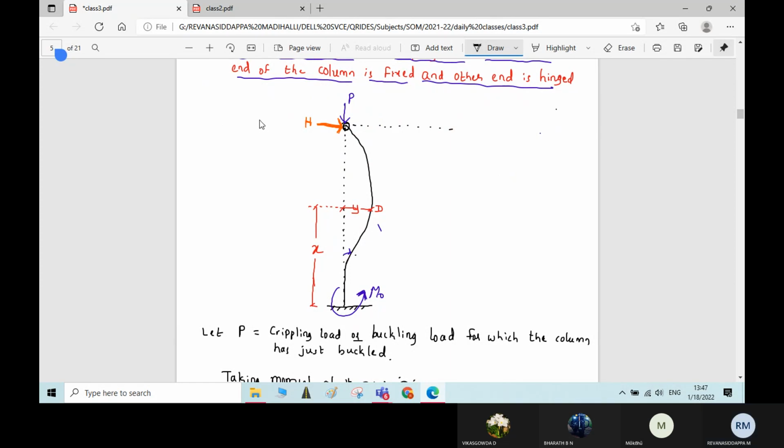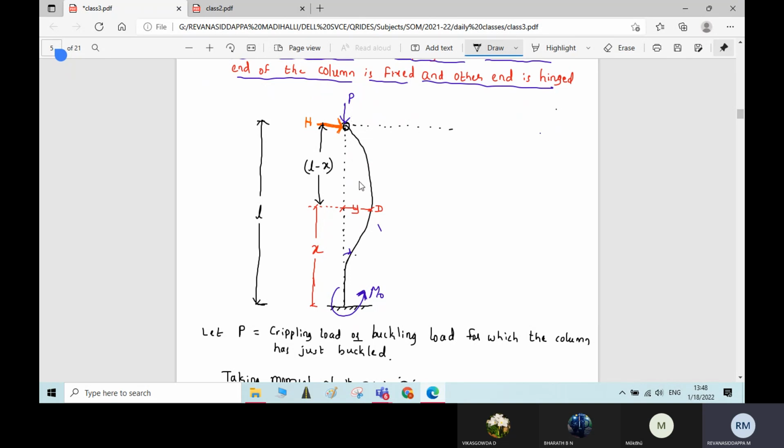If we take L as the total length of the column, from here to here is X and the total length is L. To get the distance between the horizontal thrust H and the section we considered, it will be L minus X, correct? So the moment of this horizontal thrust about point D will be H into the perpendicular distance, L minus X. H into L minus X.